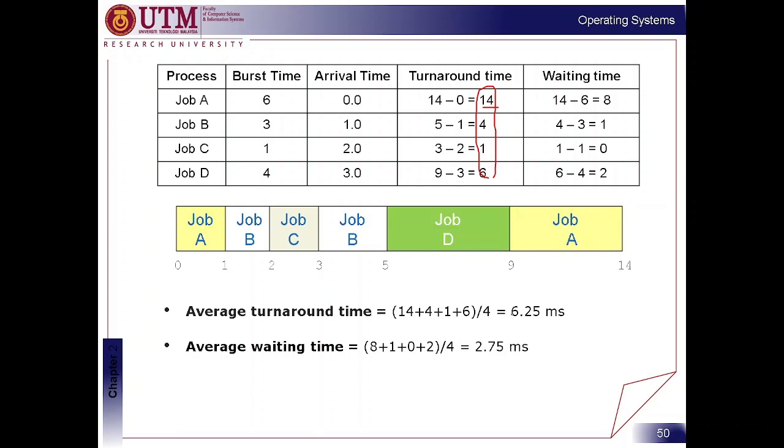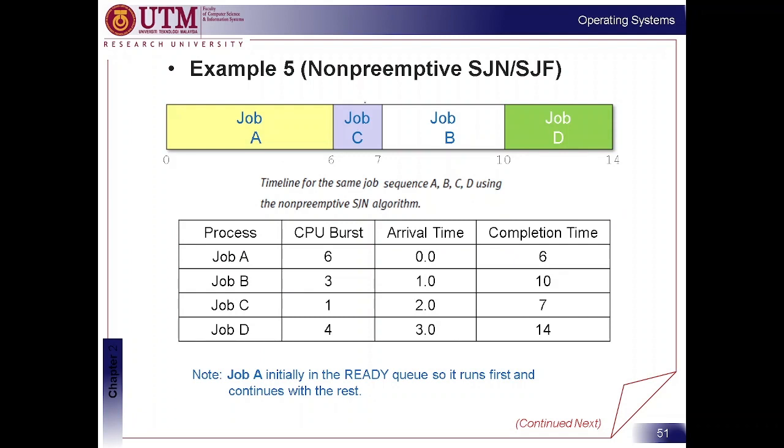2.75 milliseconds. Example 5 is a non-preemptive SJN. It is a little bit different from SRT because, as the name non-preemptive says, if a process is initially executed, another process cannot preempt the initial process, even though it has a smaller CPU burst time.